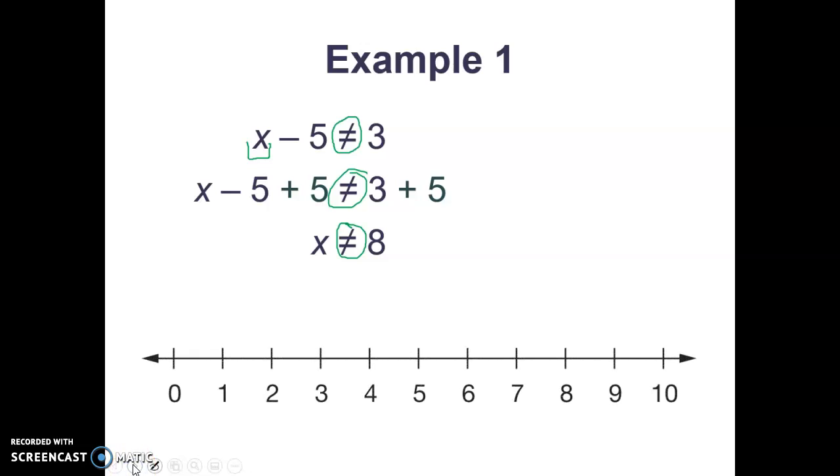Let's go ahead and graph that. If something is not equal to 8, it's going to have that open circle there on the 8. But any other possibilities, it could be. It could be 7, it could be 9, it could be to the left, it could be to the right. So we're going to draw arrows going both directions.